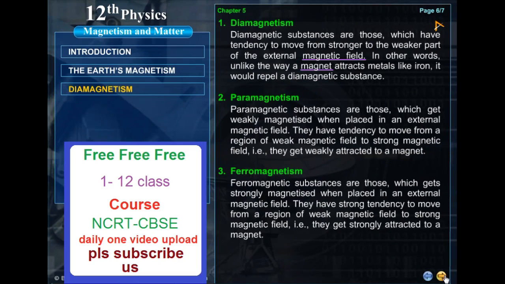Ferromagnetism. Ferromagnetic substances are those which get strongly magnetized when placed in an external magnetic field. They have a strong tendency to move from a region of weak magnetic field to strong magnetic field. That is, they get strongly attracted to a magnet.